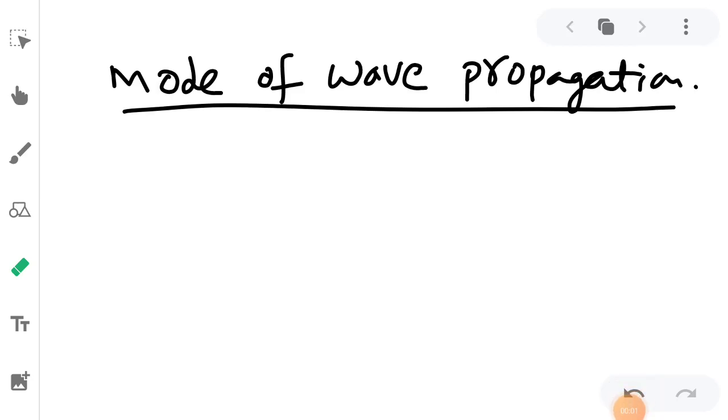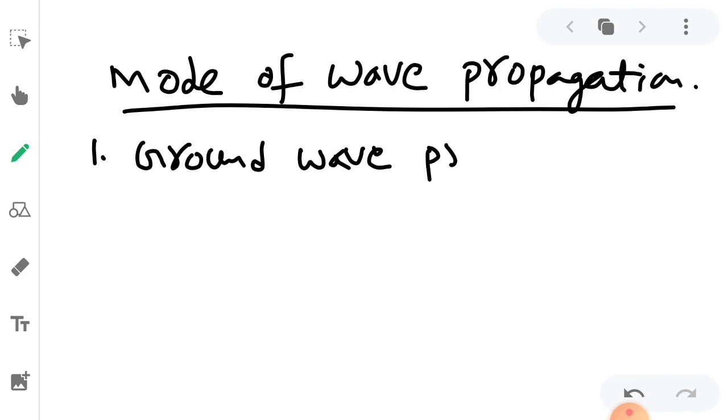Today's class will cover different types of wave propagation, that is, how to communicate signals from one point to another point. We have three types of wave propagation. One is ground wave propagation, where the frequency for which this mode of propagation can be used is less than 2 megahertz.